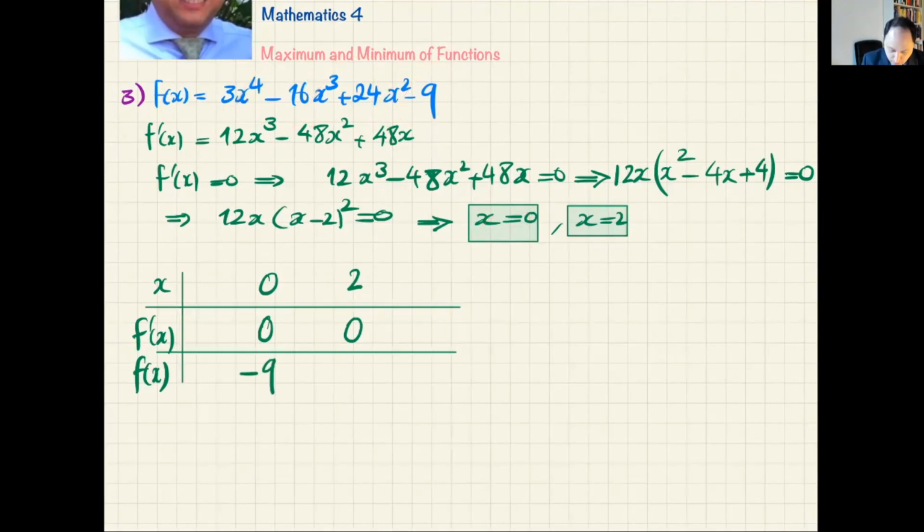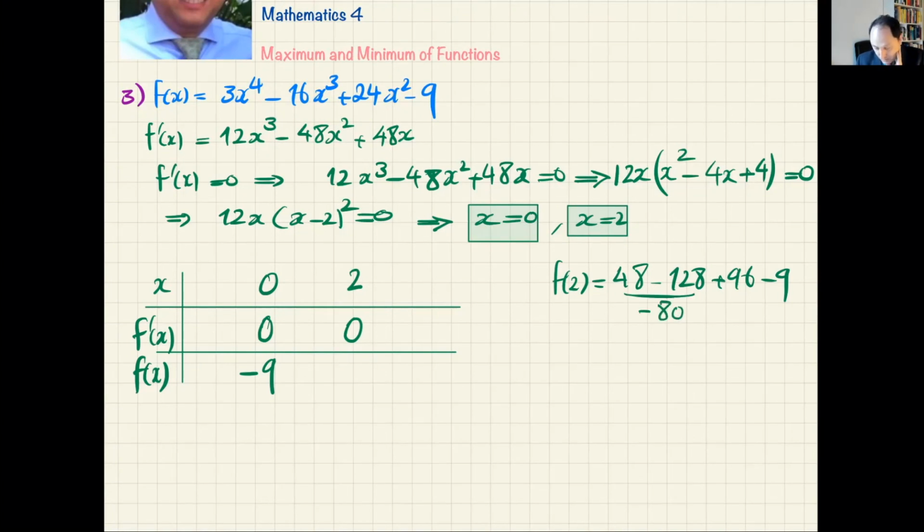And then if I put in 2, let me calculate it here. So f of 2: this becomes 16, it becomes 48. The next one is 8 times 16 minus 128. And then 4 times this is 96, and then I have minus 9, yes? So it is minus 80, and this is 16, and this is 7. Yes, so this is 7.